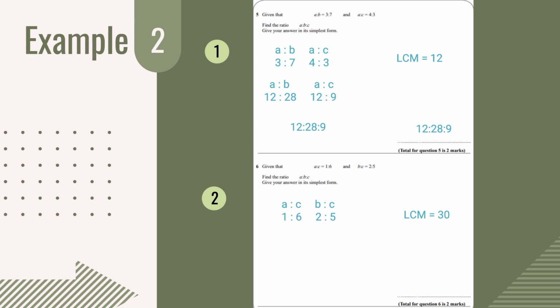So we times our first ratio by 5 and our second ratio by 6. So A to C is now 5 to 30 and B to C is now 12 to 30. So our final whole ratio would be 5 to 12 to 30. And that is your final answer.